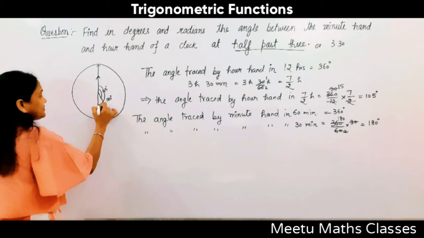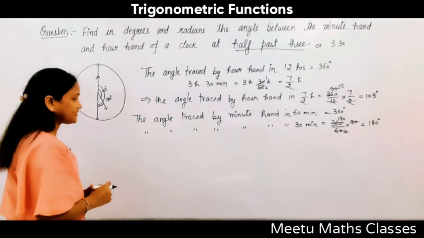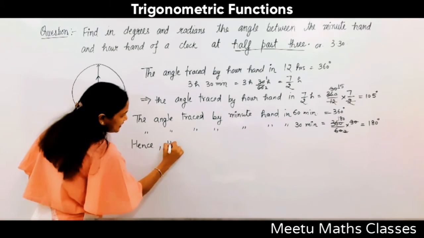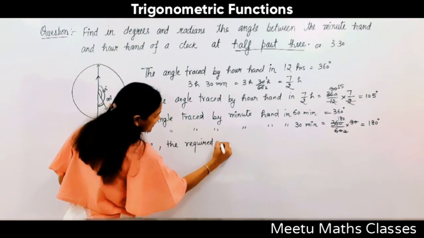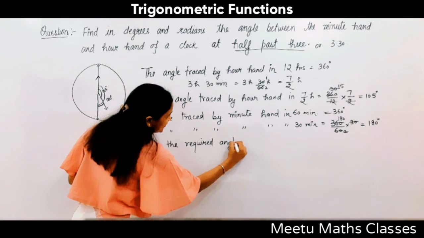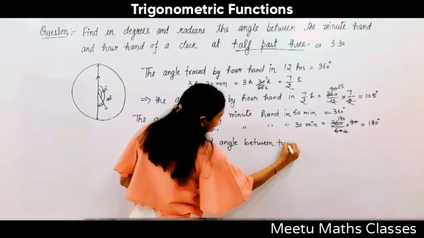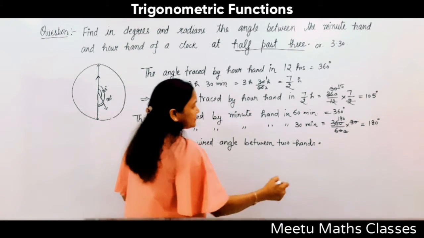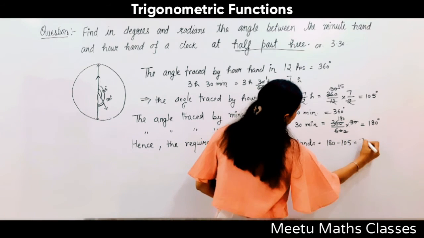तो अब आपका ये जो मिनट हैंड है, that has traced 180 degrees. Now we are supposed to find out the angle between the two hands. Hence the required angle between two hands will be the difference of these two angles, that is 180 minus 105, that is 75 degrees.